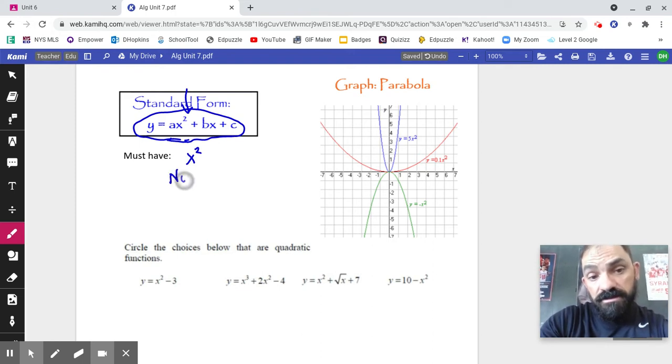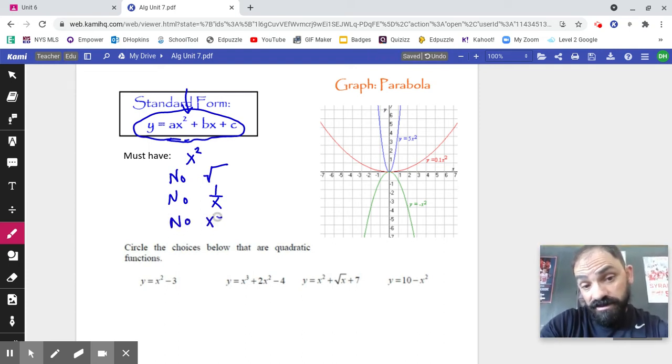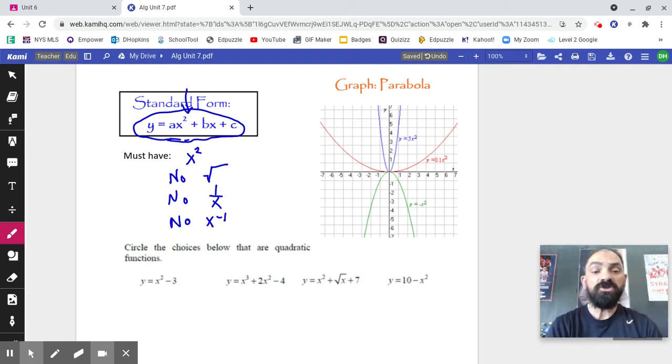It cannot have square roots. It cannot have variables in the denominator. It cannot have negative exponents as variables. Variables raised to negative exponents. Let's start with that. If we find one, I already told you can't have anything bigger than 2 as an exponent. Okay, so having said that, it says circle the choices below that are quadratic functions.